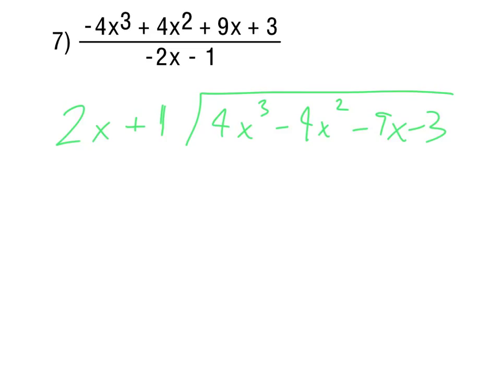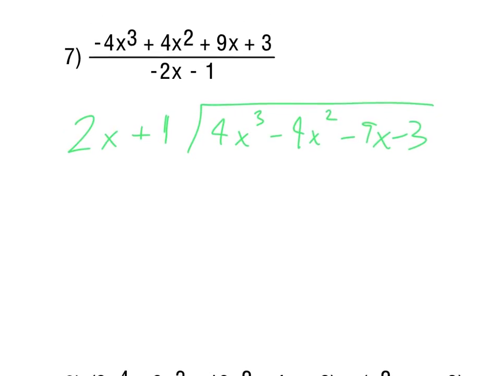For number 7, one thing I did do was to switch the signs on the numerator and denominator. Notice how the denominator is negative 2x minus 1, so rather than dealing with that the whole time, I just decided to take the negative out of the numerator and denominator. So notice how it's a 4x cubed minus 4x squared and minus 9x minus 3. So you wouldn't necessarily have to do that, but that's one way we can get rid of that negative.